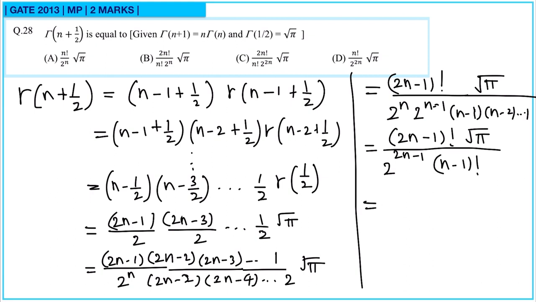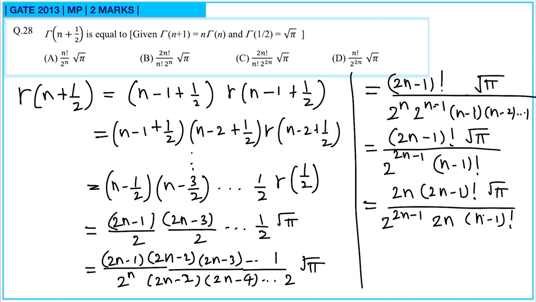Now let us multiply and divide by 2n. So 2n into 2n minus 1 factorial upon root pi, 2 raised to 2n minus 1, 2n into n minus 1 factorial. So 2n into 2n minus 1 factorial is 2n factorial, into we have root pi, 2 raised to 2n minus 1 into 2. So this is 2 raised to 2n, and n into n minus 1 factorial is n factorial. So finally we are getting option C.